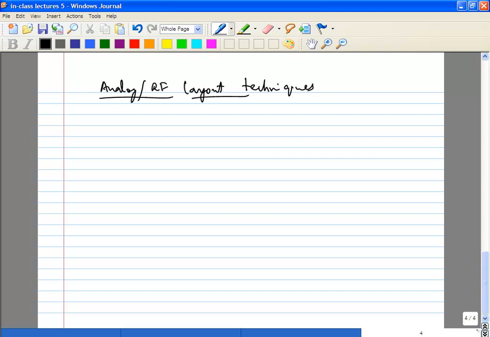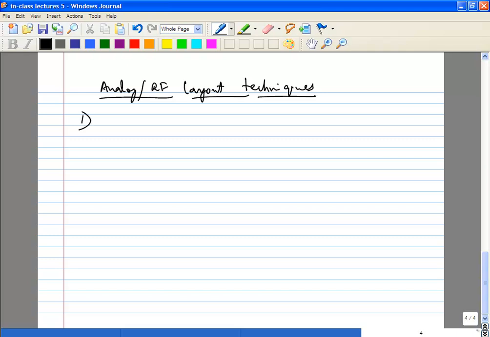So let's look at a few simple techniques. Maybe as we go along, we'll look at more advanced, more core RF techniques. But by and large, the techniques used in analog design or RF design are very similar. There are some things which you can do with analog which you can't do in RF, and there are some things which you have to do with RF which you may not do with analog. But it's good to know both kinds of techniques.